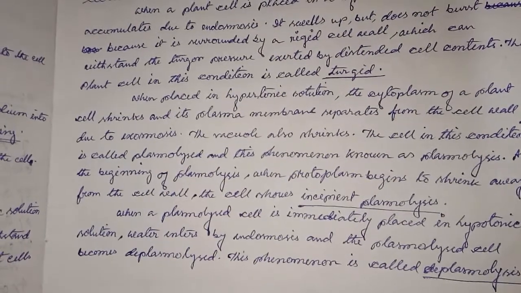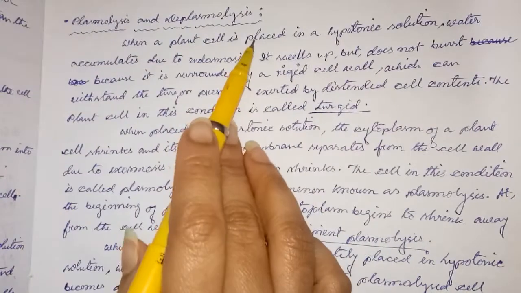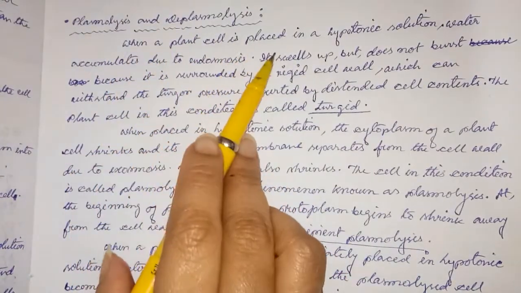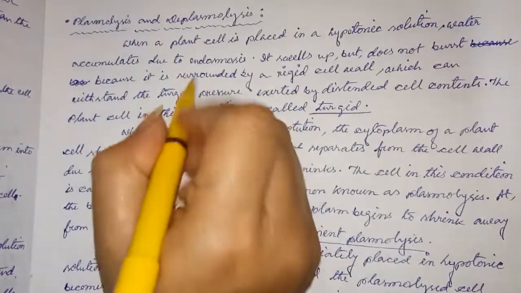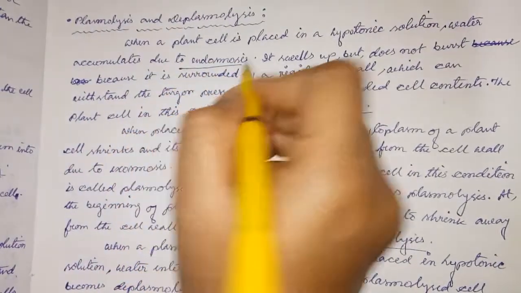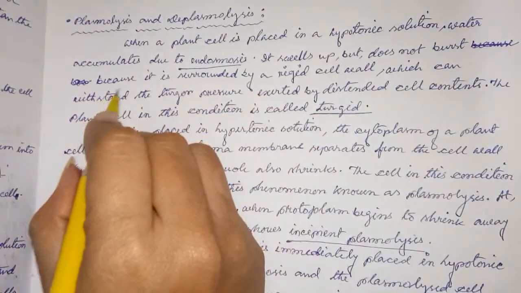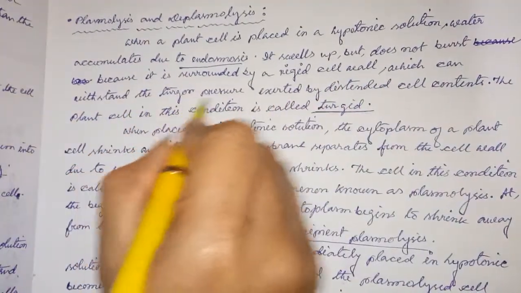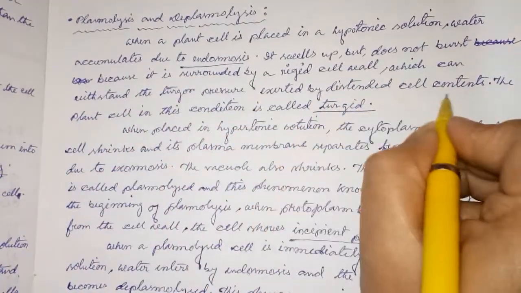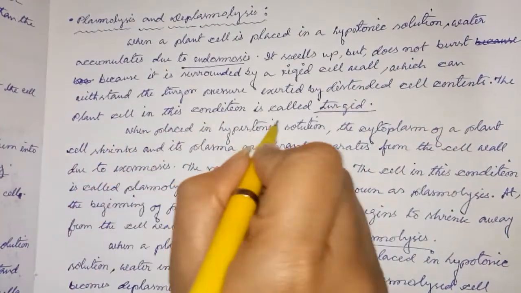So now I'm going to discuss this again. Plasmolysis and deplasmolysis. When a plant cell is placed in a hypotonic solution, water accumulates due to endosmosis. It swells up but doesn't burst because it is surrounded by a rigid cell wall which can withstand the turgor pressure exerted by the distended cell contents. The plant cell in this condition is called turgid.